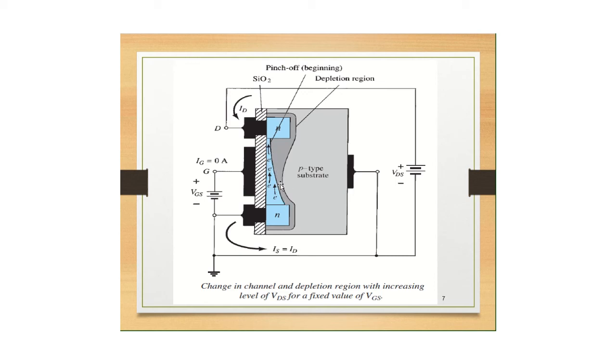So reduction in the width of the channel means what? There is a pinch off condition taking place. The width is reduced to the state where it looks like a pinch off condition. So at that stage, there will be a constant current flowing. That is, the drain current will remain constant. It won't become zero, but there will be some saturation of the drain current taking place.